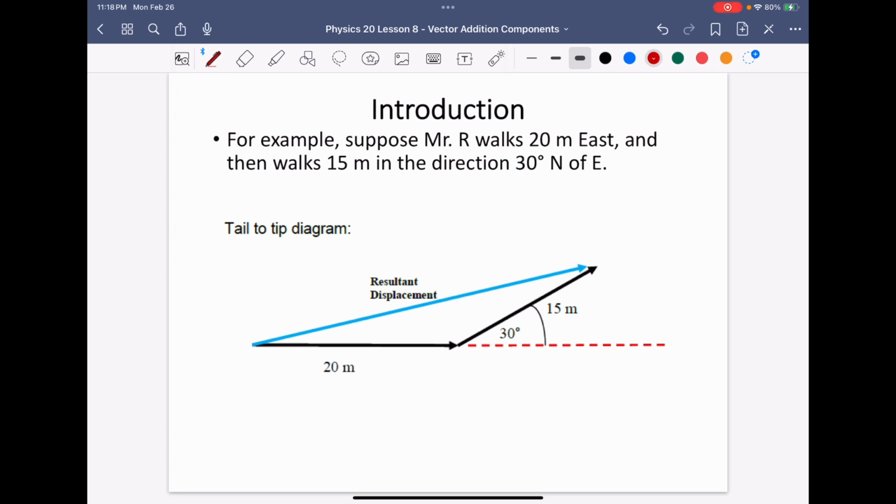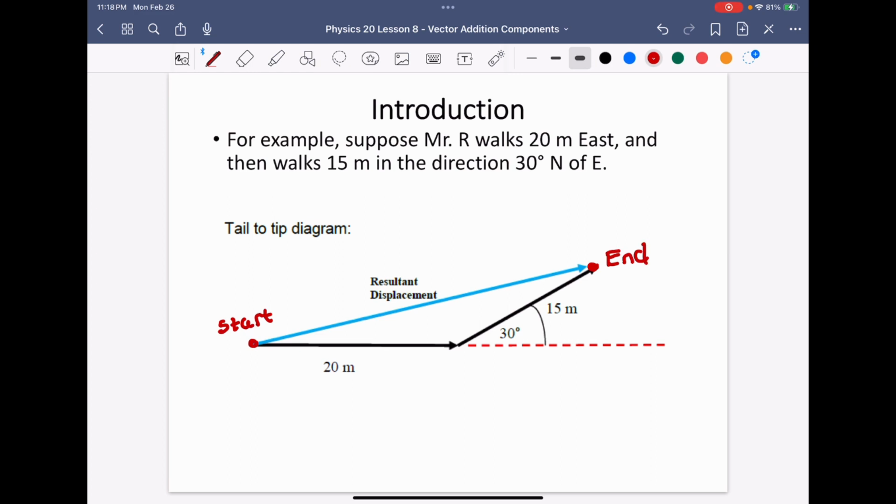Now, let's suppose we have the following example here. Mr. R walks 20 meters to the east and then 15 meters in the direction of 30 degrees north of east. Well, you would look at this diagram and see that the resultant is where we have a start position here. So I'll indicate that this is our start position over here, and this over here is our ending position.